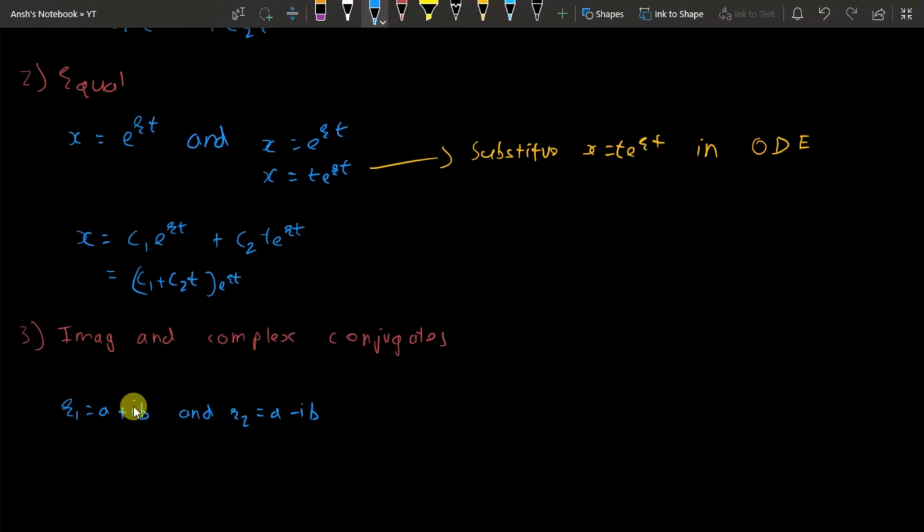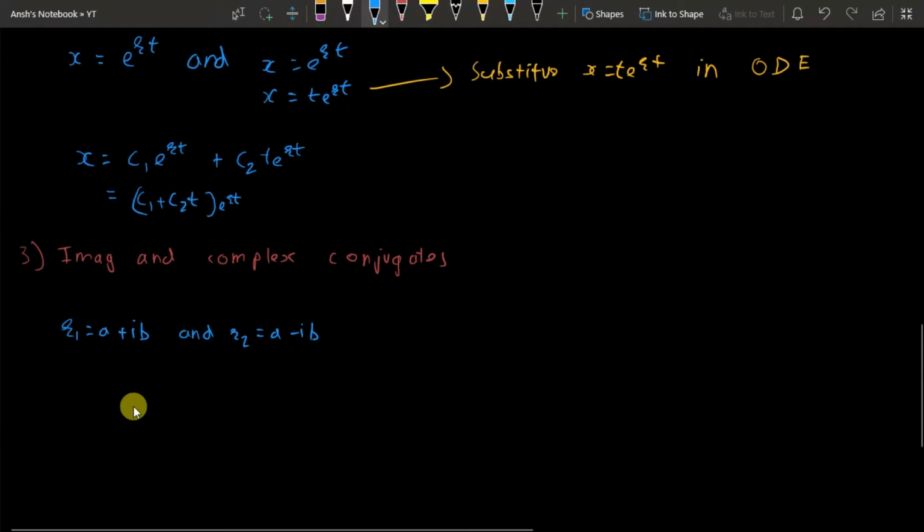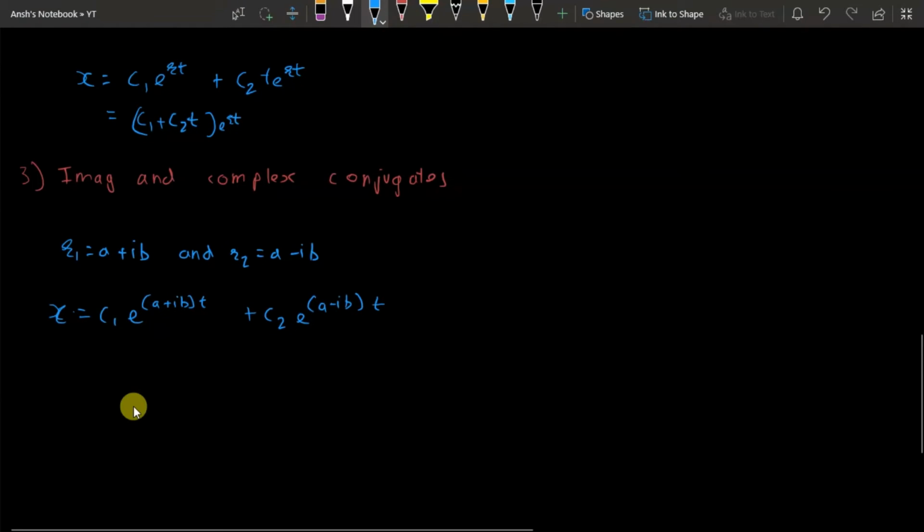So we know the roots of the equation. So our general form of the equation would be c1 e raised to (a plus ib)t plus c2 e raised to (a minus ib)t. We've just substituted the values of r1 and r2, and we can simplify this as follows. So we break the exponential down into two terms as so, and similarly we do it for the other exponential.